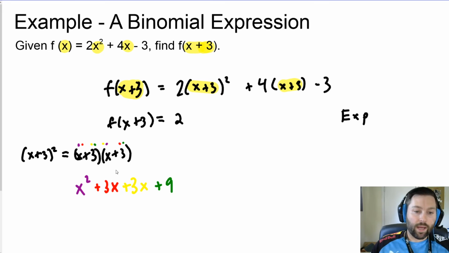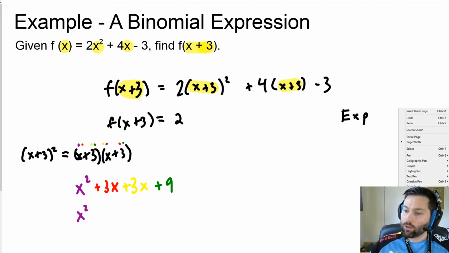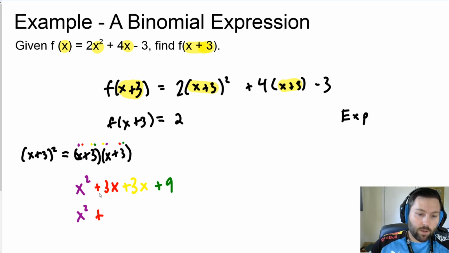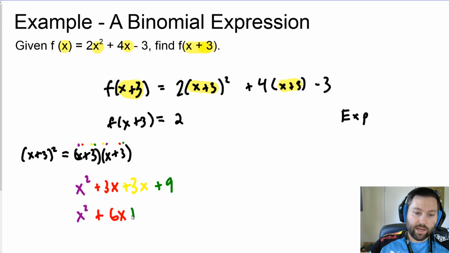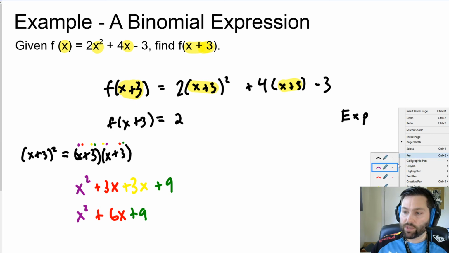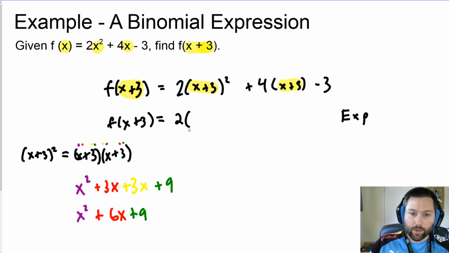So we're going to go ahead and add those all together. So x squared is x to the second power. Red and yellow make orange if I remember correctly, but I'm just going to do it in red. 3x plus 3x is 6x. And then the green 9 stays the same. Okay, so there's the elementary crash course on that. So you're going to substitute this entire expression up here as x squared plus 6x plus 9.